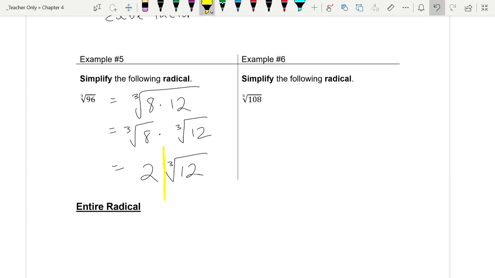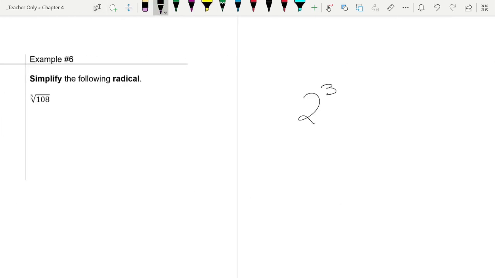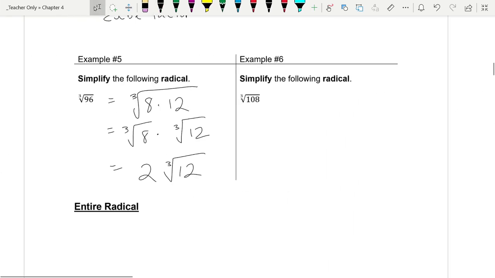If I had wanted to draw 2 cubed times the square root of 12, I'd have for sure made it look like this. I'd have said 2 cubed times the square root of 12. I'd have made sure to even have a little gap there. But no symbol, so I know I'm still multiplying. Got to be careful with your symbols in math.